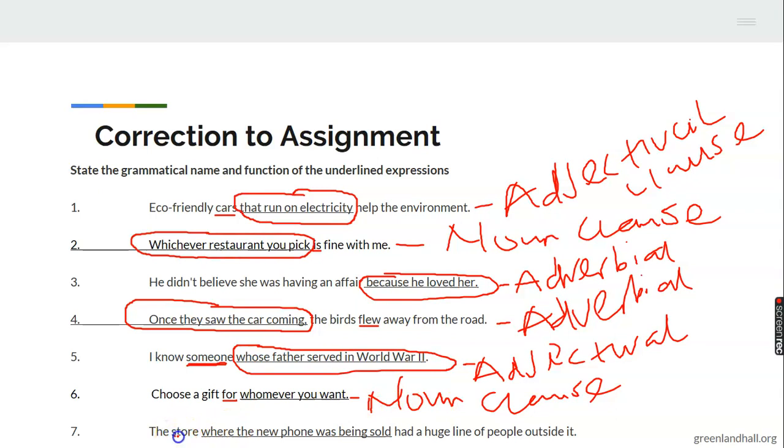And lastly, the store where the phone was being bought. Which store? This is a noun, and mind you, it is coming after a noun. You don't say because of where. No, it is qualifying this store, not the action. You following me? Which store? It's not pointing to any action here, although it has where in it. It's pointing to this store. So definitely, this is a case of adjective clause, and it is modifying, qualifying the noun store.